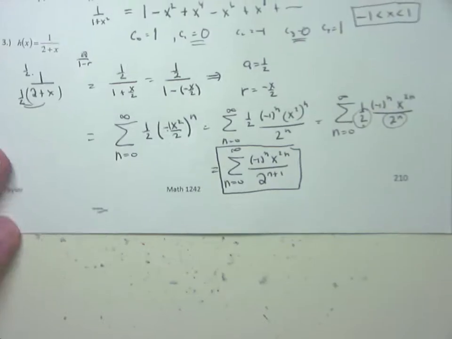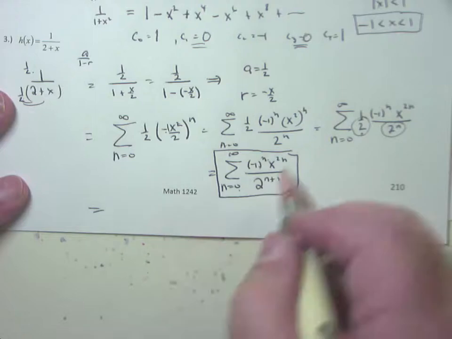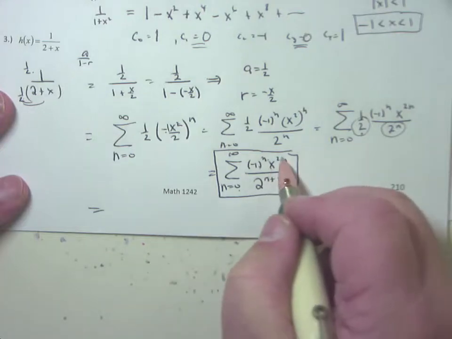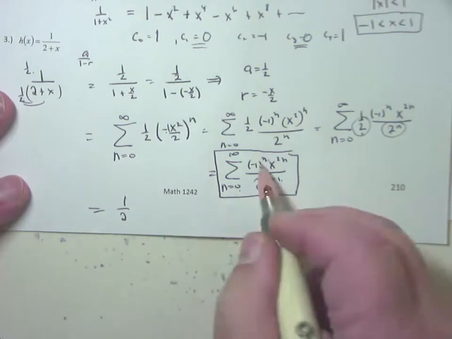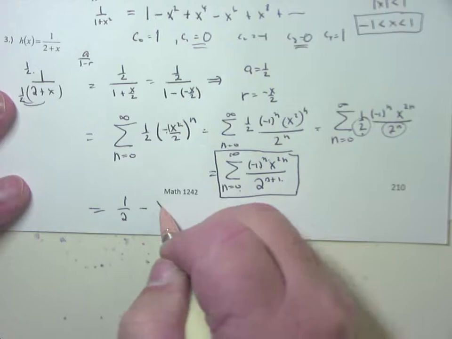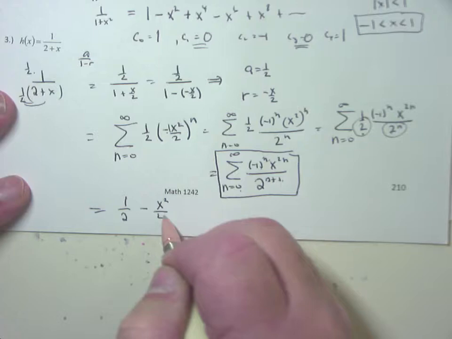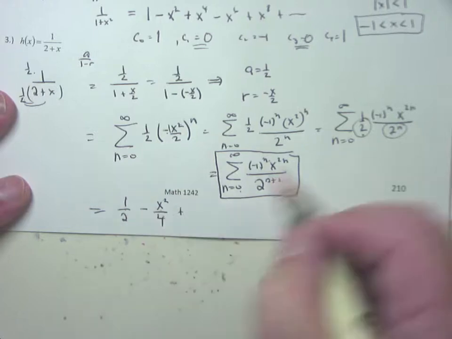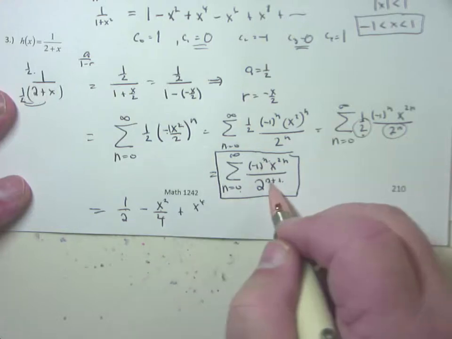But we're going to want you to write this thing out. Plug in a 0. Negative 1 to the 0 is 1. 2 times 0 is 0. x to the 0 is 1, so that'll be 1 over 0 plus 1 is 1, that'll be 1/2. Plug in 1, that'll be minus x squared over 1 plus 1 is 2, 2 squared is 4, plus, plug in 2. Negative 1 squared is plus, 2 times 2 is 4, x to the 4th. 2 plus 1 is 3, 2 cubed is 8.